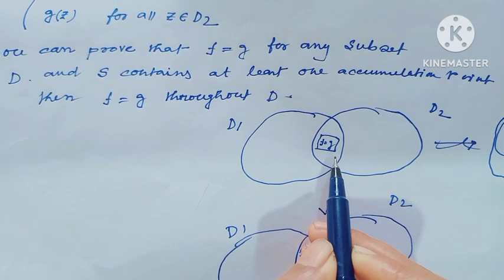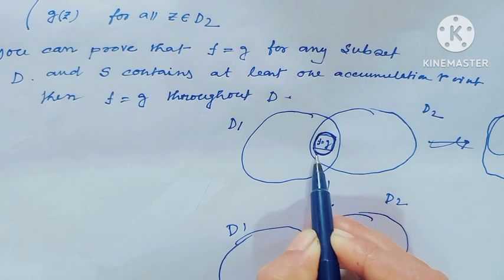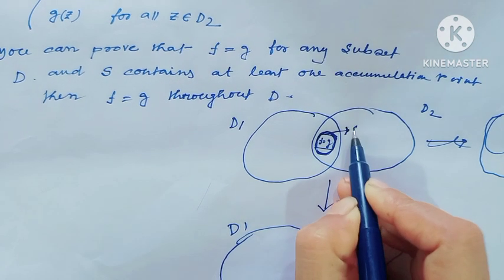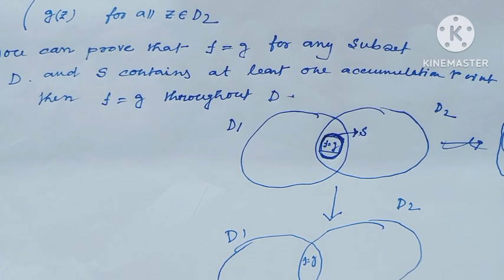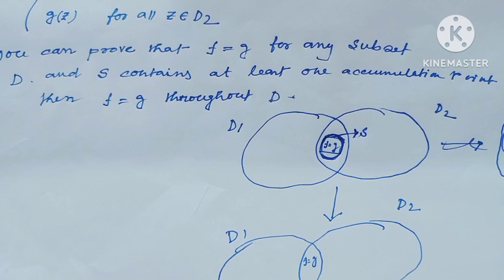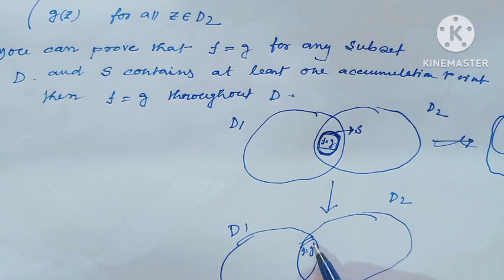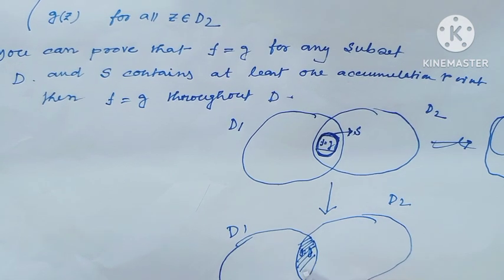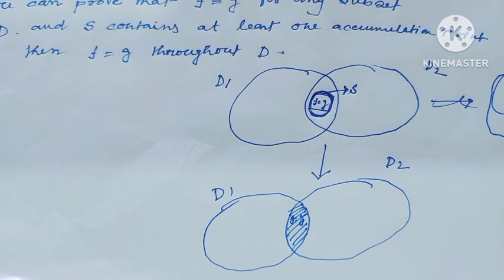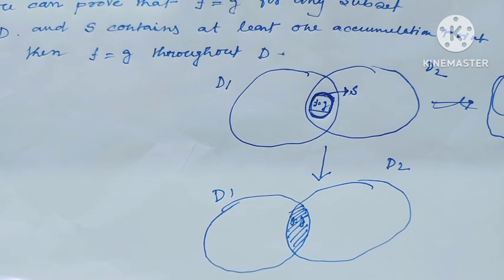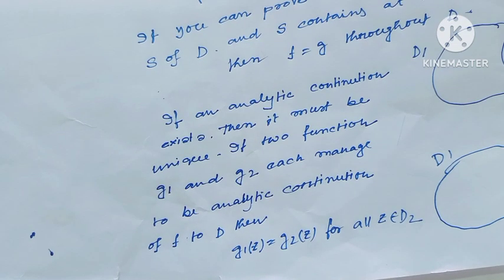That means if f equals g on this subset, and consider this subset is S, and if S contains at least one accumulation point, then we can say f equals g throughout this interval. And this is the identity theorem we all know. But by analytic continuation, we can also say that if an analytic continuation exists, then it must be unique.